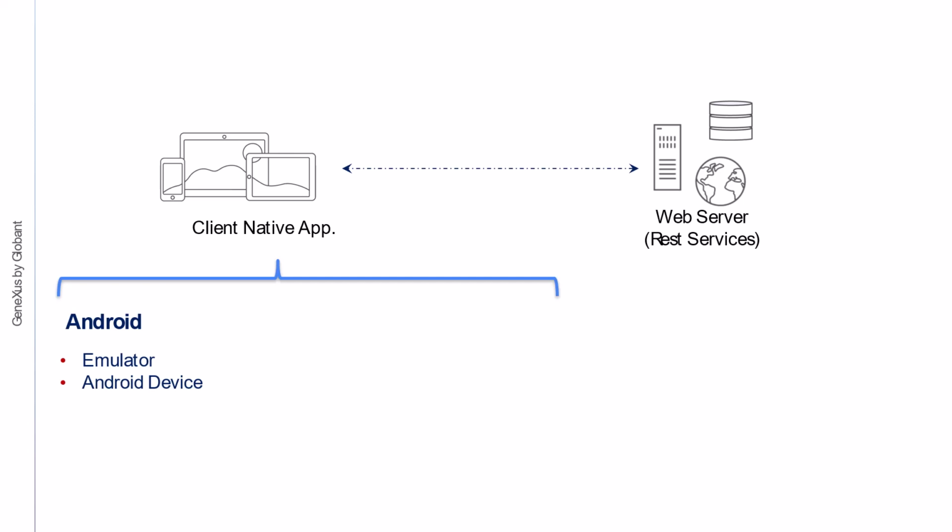In both cases, the application is compiled before being executed, and the APK file is installed on the emulator or on the physical device through the USB connection.